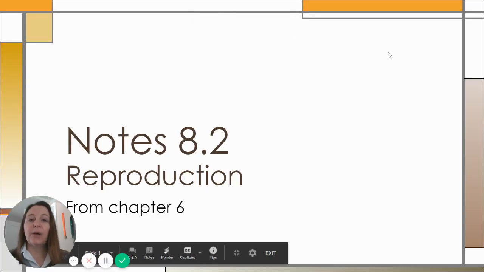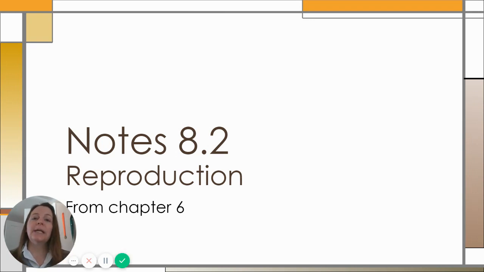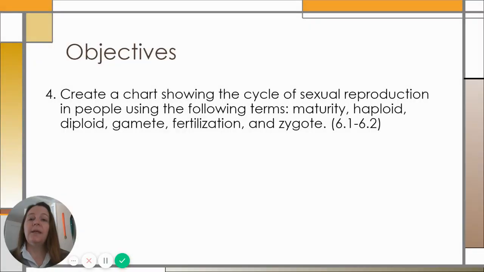All right, so this is about reproduction. Big picture here, we're talking about genetics and we're talking about meiosis. Meiosis actually creates the sperm and egg cells. And if we're going to talk about genetics, we have to talk about how it's passed on to the next generation. The objective for this is number 4, and it's to talk about the sexual reproduction piece.